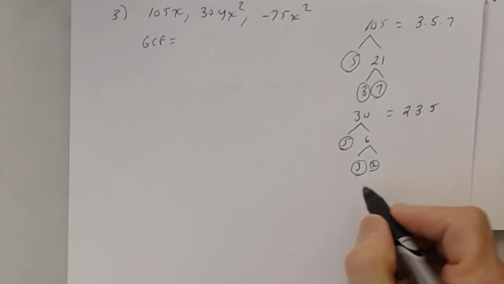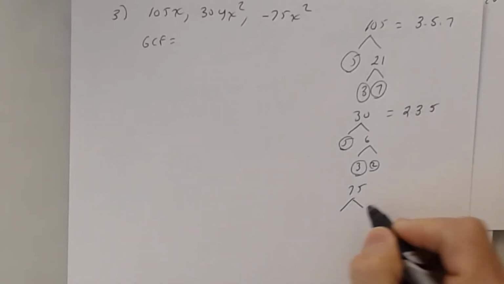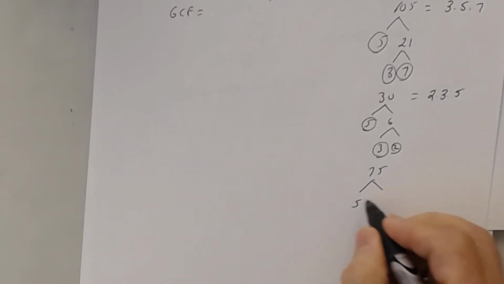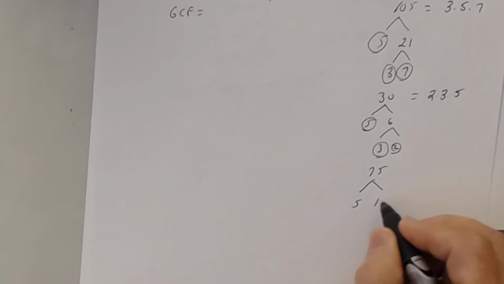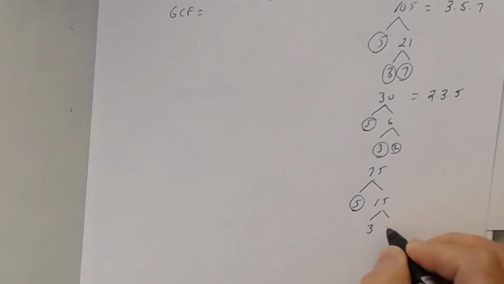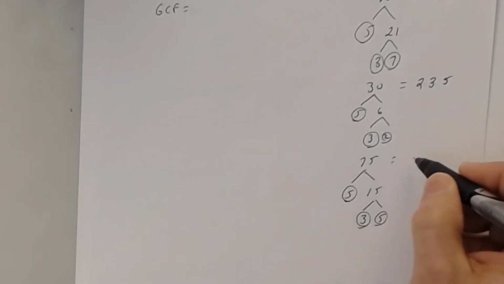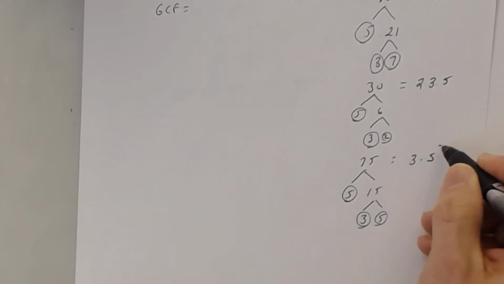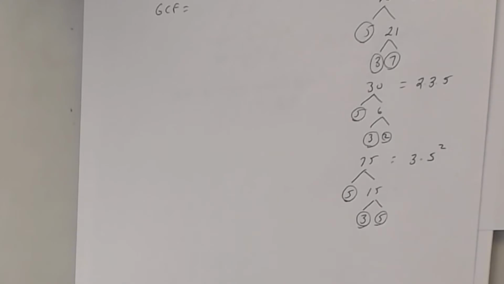So 75, that'll be 5 times 15, okay? And then 15 is 5 and 3. And so 75 is 3 times 5 squared. Okay?